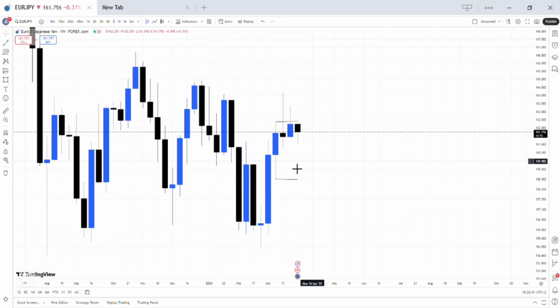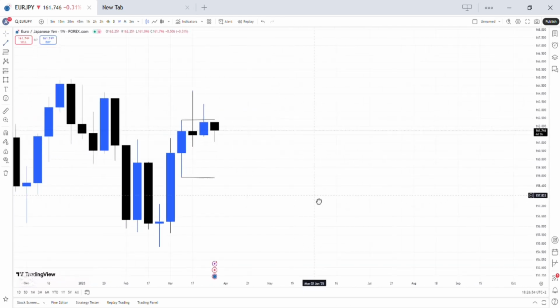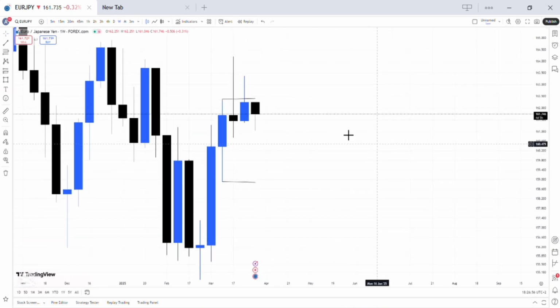Now, we've gotten the swing high and swing low of the candle range. This was the manipulation candle, a sweep and a closure below, indicating a bearish movement. Now, I took about 3 trades here. I also bought on this pair.